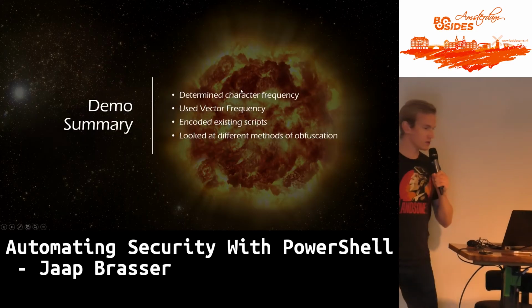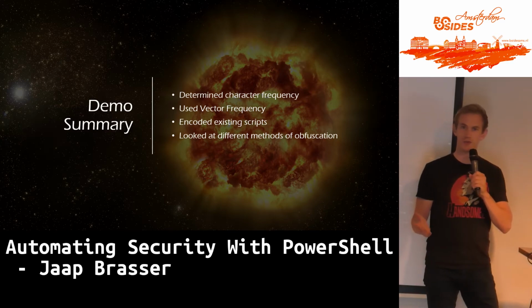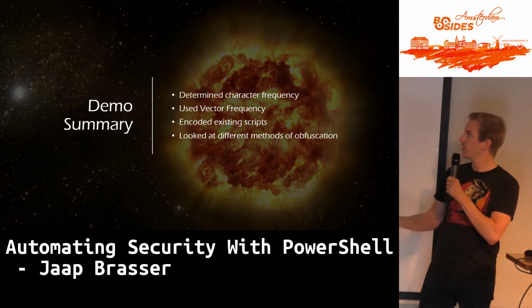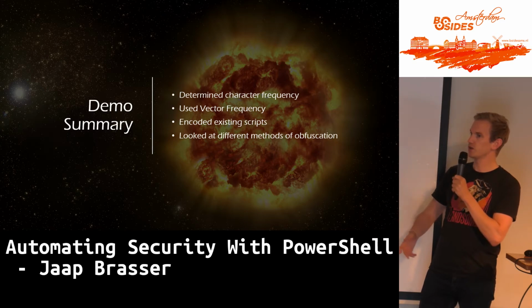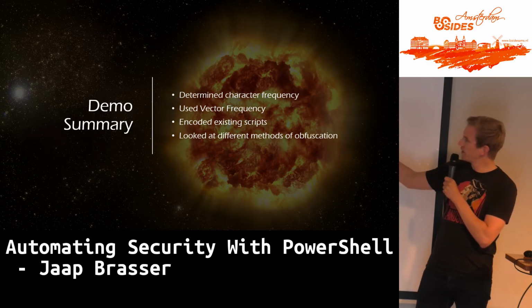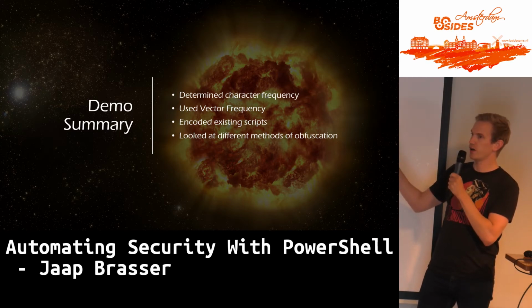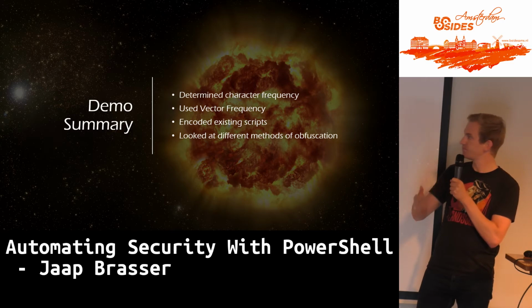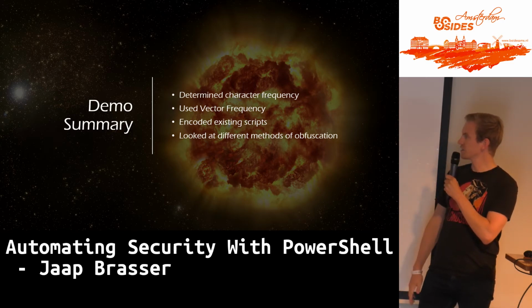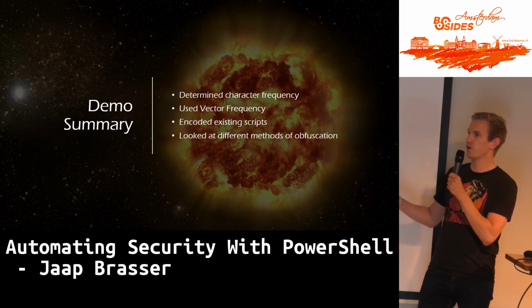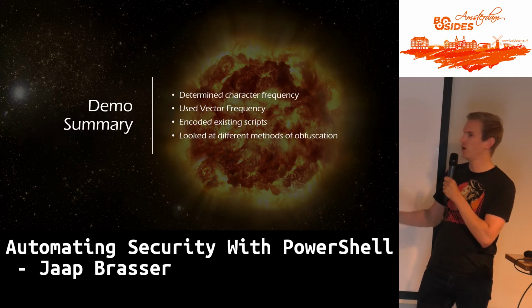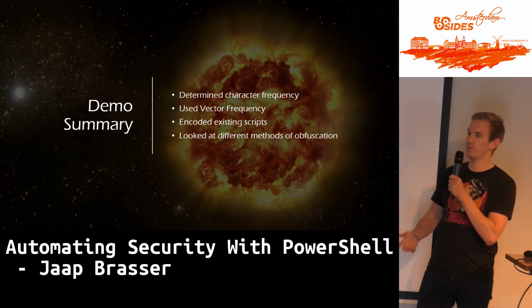There we go. So what I've shown here: I used a script that's available in the PowerShell Gallery to determine the character frequency. When we're looking at the character frequency, we exclude things like white space and line endings. Then I used the vector similarity to take a look at how the character frequency relates to my entire repository. Then I encoded existing scripts and looked at different methods of obfuscation. In one, I used compression and base64. In the second example, I used a built-in method in ISESteroids to obfuscate scripts.